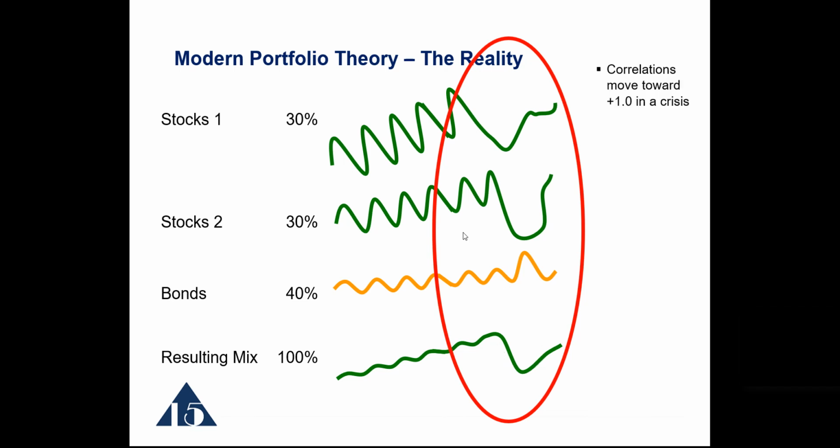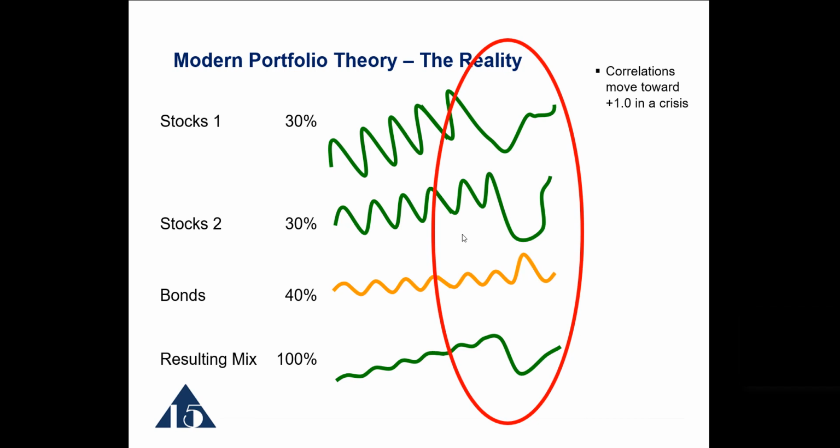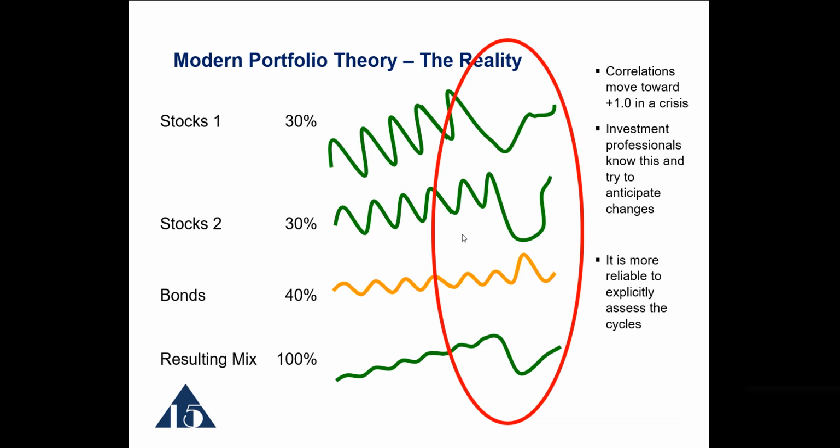A key point is that correlations of various asset classes move toward one in a crisis. Asset classes that are unrelated in normal times become highly related in a crisis. And investment professionals know this, and they shift their clients' portfolios toward defensive assets, for example, bonds, if they sense a crisis is taking place. At Focus 15, we think it's more reliable to explicitly assess the cycles and when there is likely to be an abnormal decline in prices.